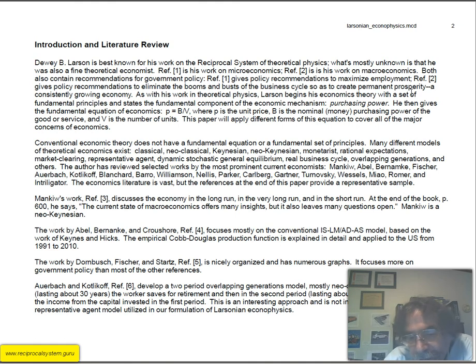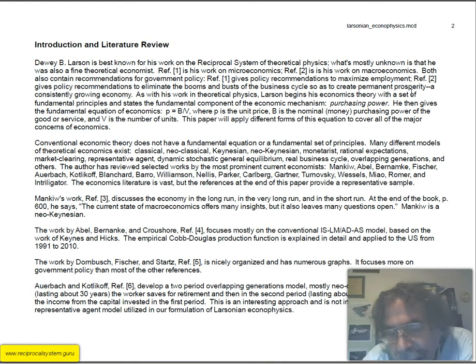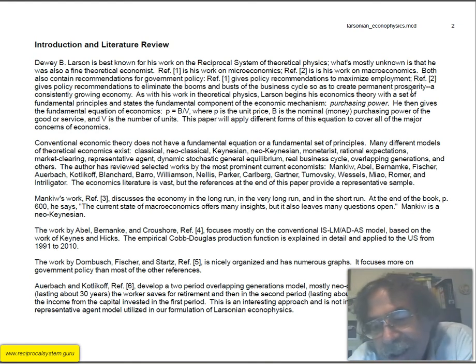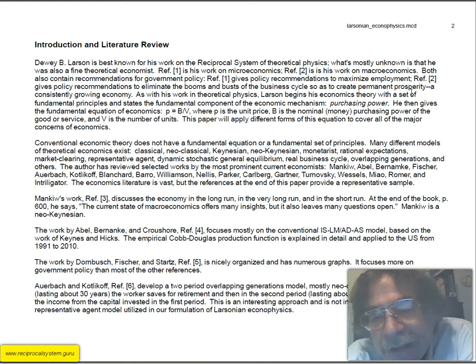Auerbach and Kotlikoff, reference 6, develop a two-period overlapping generations model, mostly neoclassical. In the first period, lasting about 30 years, the worker saves for retirement, and in the second period, lasting about another 30 years, lives off the income from the capital invested in the first period. This is an interesting approach and is not inconsistent with the representative agent model utilized in our formulation of Larsonian Econophysics.